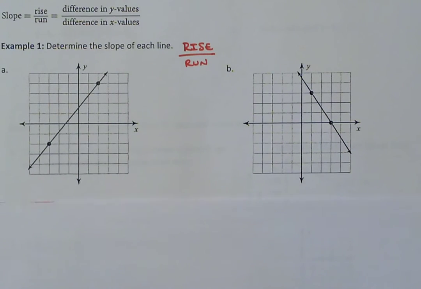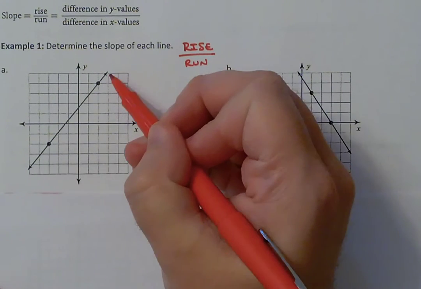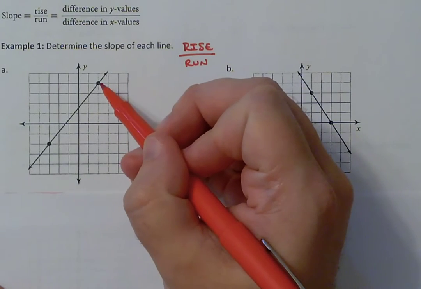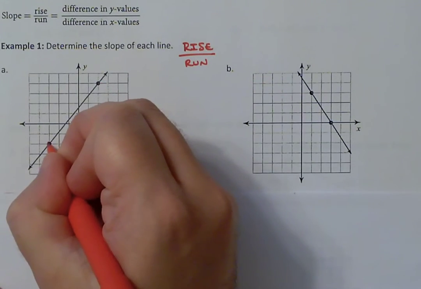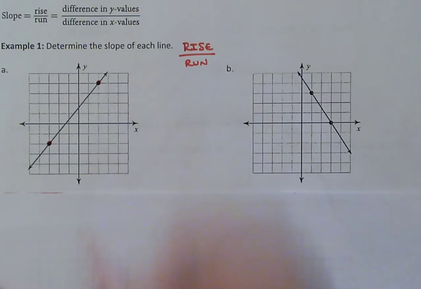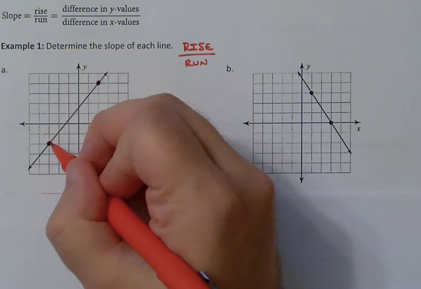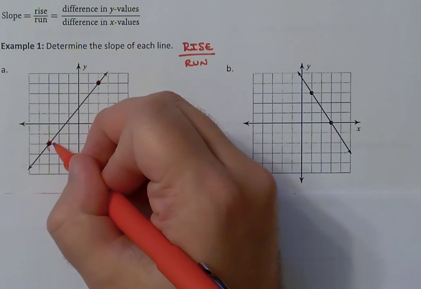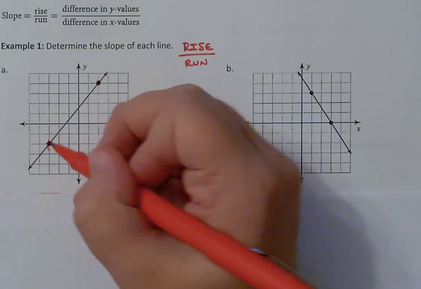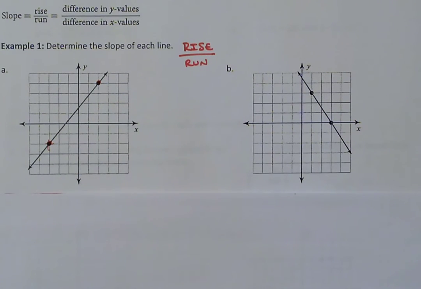Alright, so example 1 wants us to determine the slope of each line. Now for part A, they give us a graph of a line right here, and they want us to determine the slope of it. Now they give us 2 points here and here as our reference point. If they don't ever give you 2 points to reference, one thing I want you to know is I highly suggest you use points where the grid lines match up, where the line crosses. That is going to help you be more accurate, because we're going to use the grid lines to count how much it is increased or decreased by.